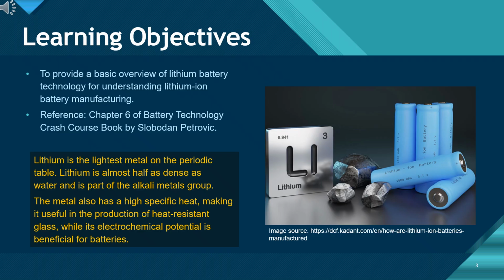Lithium is the lightest metal on the periodic table. It's so light it can float on water, and that's part of what makes it ideal for high-energy batteries. It has strong electrochemical potential, which allows lithium-ion batteries to deliver high power while staying compact and efficient. By the end of this chapter, you should have a solid foundation for understanding the processes, materials, and challenges involved in making lithium-ion cells.